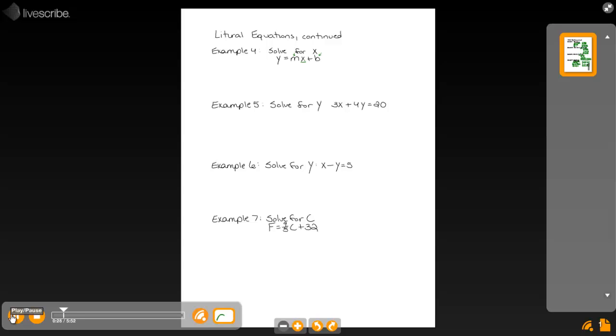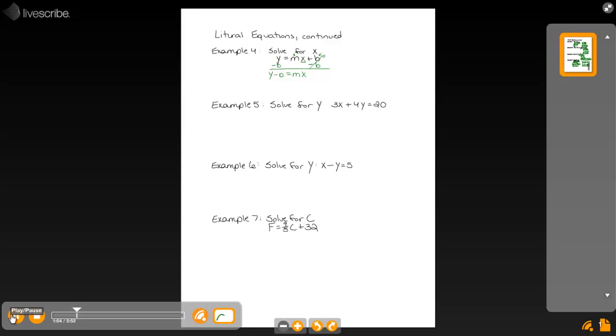So to get rid of plus b, we're going to subtract b. That will cancel out and give us 0. What you do to one side, you have to do to the other. So we have y minus b. Now notice we can't combine those, so you just have to write them out together. y minus b equals mx plus b minus b. Those go to 0.